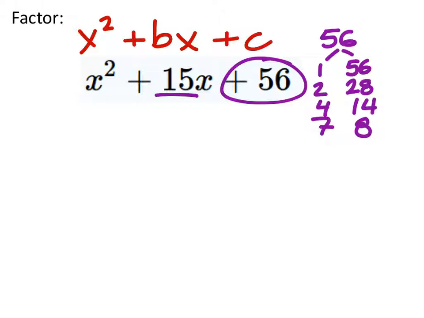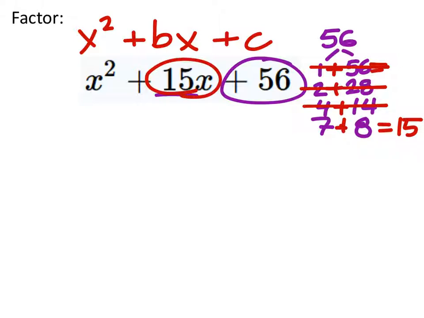Now, it may take you some time to look at this, right? But which two of these, like if I add 1 and 56, does that give me 15? No, so that's no good. What about 2 plus 28? That's 30, not 15. 4 plus 14, we're getting closer, right? And then 7 plus 8, bam, that's the one that I need, 15 right there.